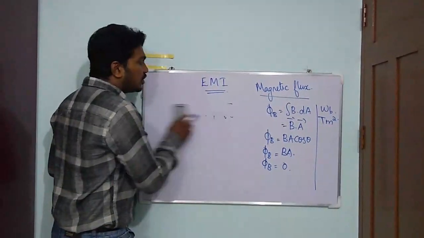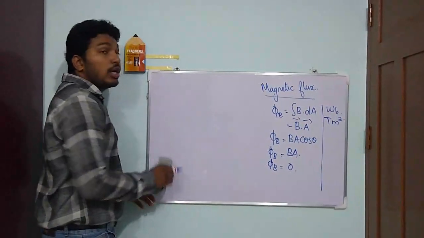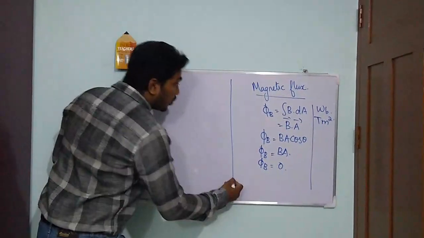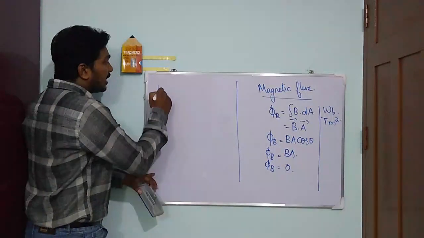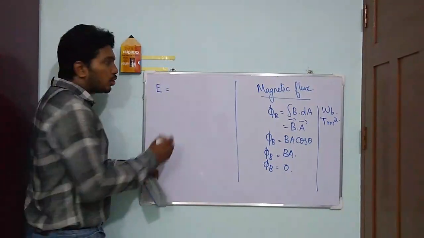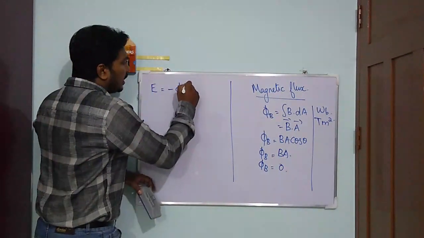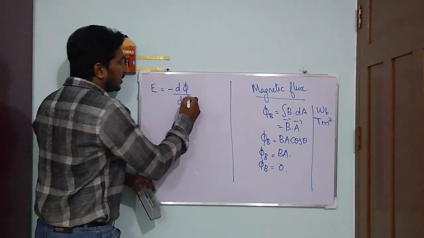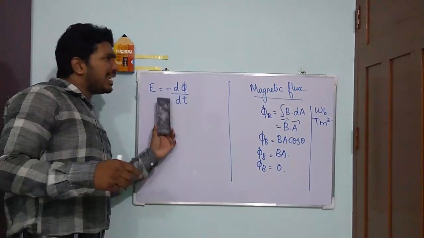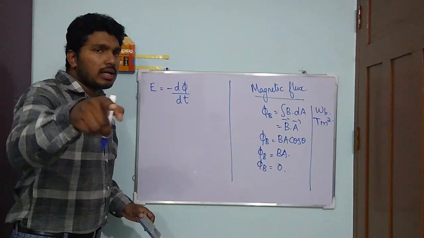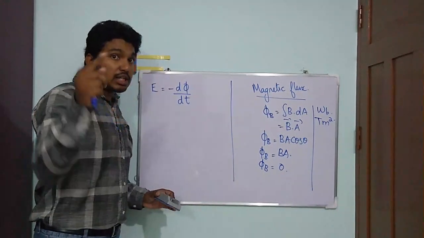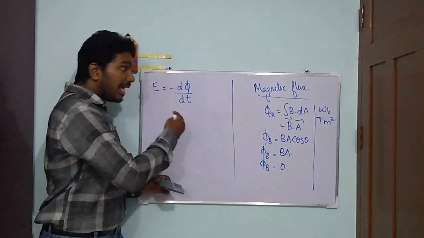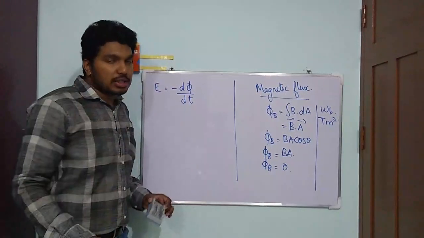So a rate of change of magnetic flux causes an EMF to be induced. So we can write it like this: E is equal to minus d phi by dt. Now what is the meaning of the negative sign? I told you that when Faraday did this experiment, he actually noticed that moving towards and away, the deflection was in the opposite direction.